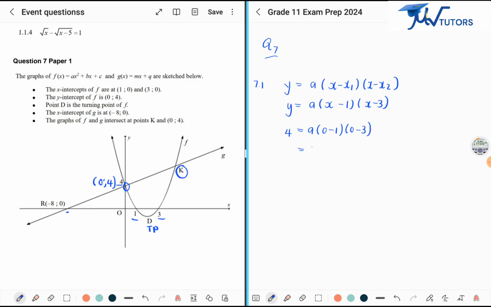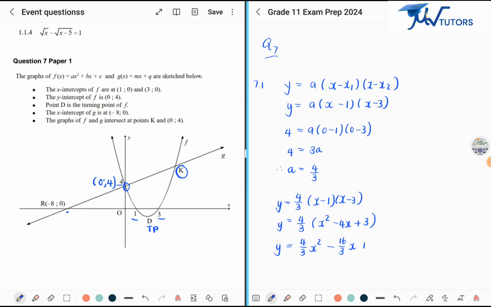Then we know that -1 times -3 is just 3. So we have 3a is equal to 4. Therefore, a is equal to 4 over 3. Now we can go back and rewrite our equation: x minus 1, x minus 3. Then let's multiply it out. So we have x squared, and then minus x minus 3x, which is minus 4x, and we have plus 3. So let's multiply it in with the value of a. So it's going to be 4 over 3 x squared minus 16 over 3 x plus 4.